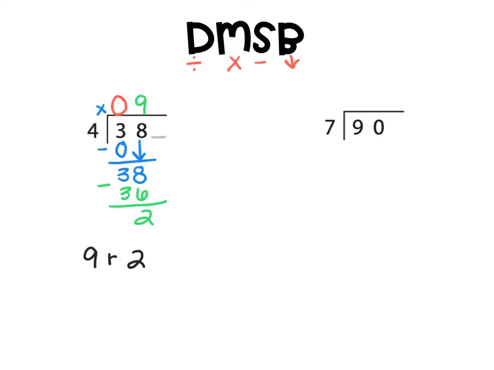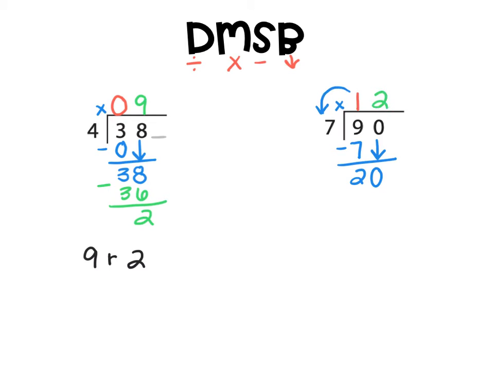So when I look at 90 divided by 7, I know I'm going to start by dividing 9 by 7. 7 will go into 9 once, and then I have to do my multiplication. 1 times 7, because I multiply the numbers on the outside. 1 times 7 is 7. When I subtract, I get 2. Bring down the 0, and that's 20.